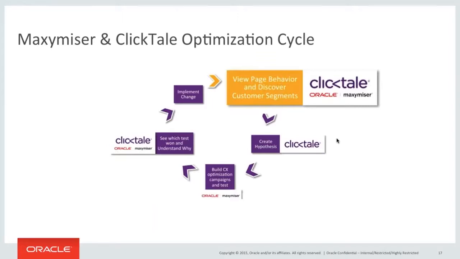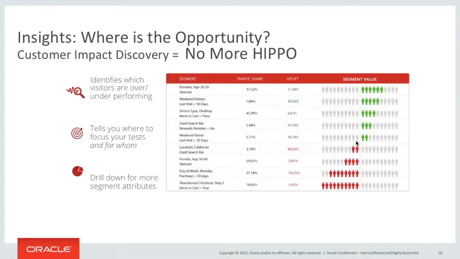As you recall, Clicktale helped you identify where to begin a testing campaign through heat maps and session replay. But in addition to these solutions, Maxymiser also offers another data-driven approach to finding areas of opportunity, and that's through what we call the Customer Impact Discovery Report. The CID report takes the guesswork out of your testing efforts and helps you determine the segments where you may want to initiate a test.